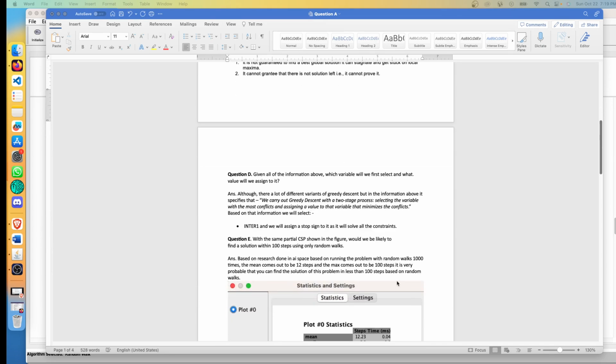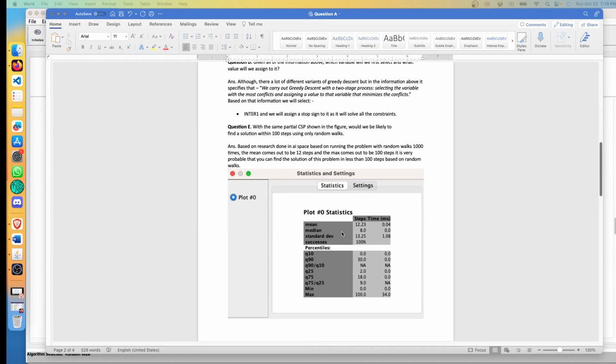Question D. Given all the information above, which variable will be selected? Although there are different variants of greedy descent, based on the information above, we will carry out this descent in two stages: selecting the variable with the most conflicts, and assigning the value that minimizes the conflict. So we will be selecting intersection one and assigning stop sign to it.